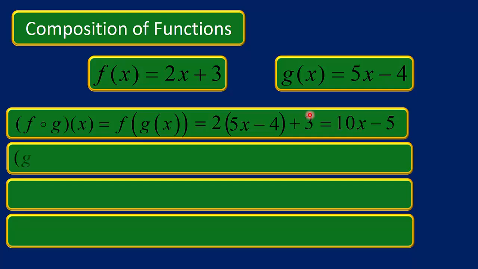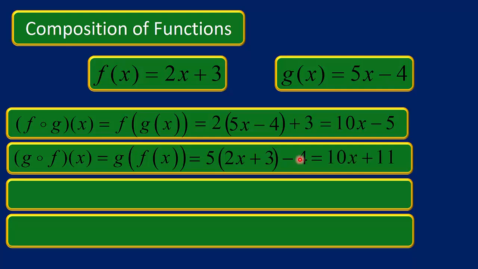Now we could go the other way. We could say, well, what about g of f of x? Well, now the outside function is g. So I'm going to proceed the same way. Rewrite this g function, 5x minus 4, but leave a blank there where the x is. And put in the 2x plus 3. See, 2x plus 3, I just put in the f function. Now that's going to be 10x plus 15 minus 4, or 10x plus 11.